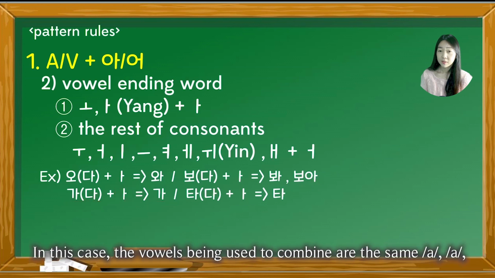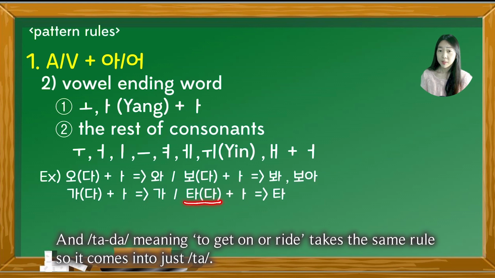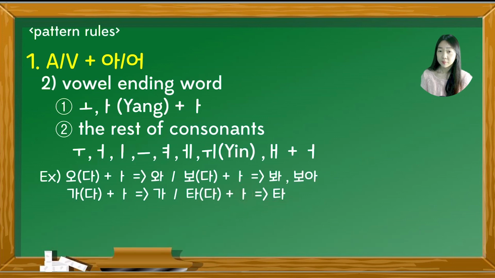가다 meaning to go comes into 가. In this case, the vowels being used to combine are the same, a. So they should be abbreviated into one. And 타다 meaning to get on or ride takes the same rule, so it comes into just 타.